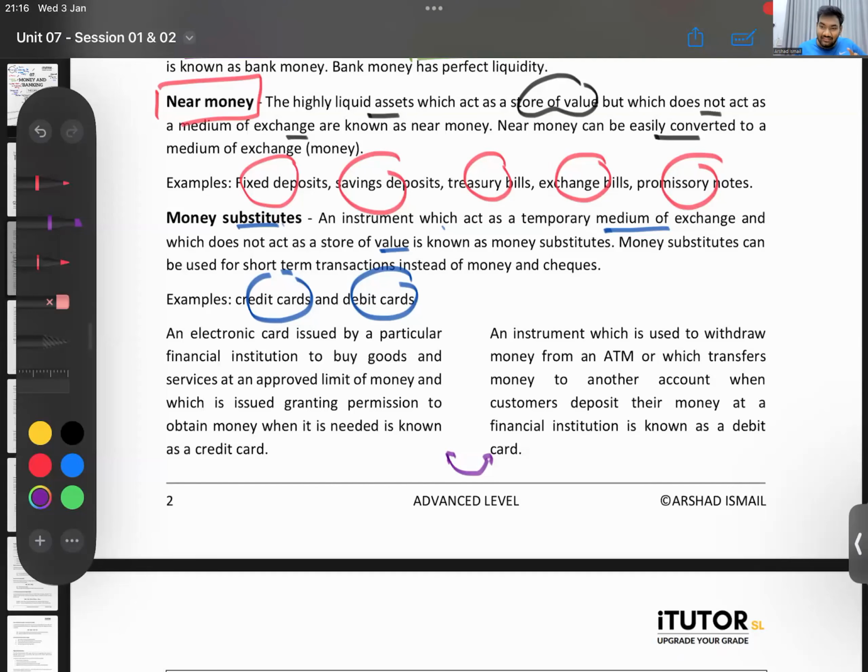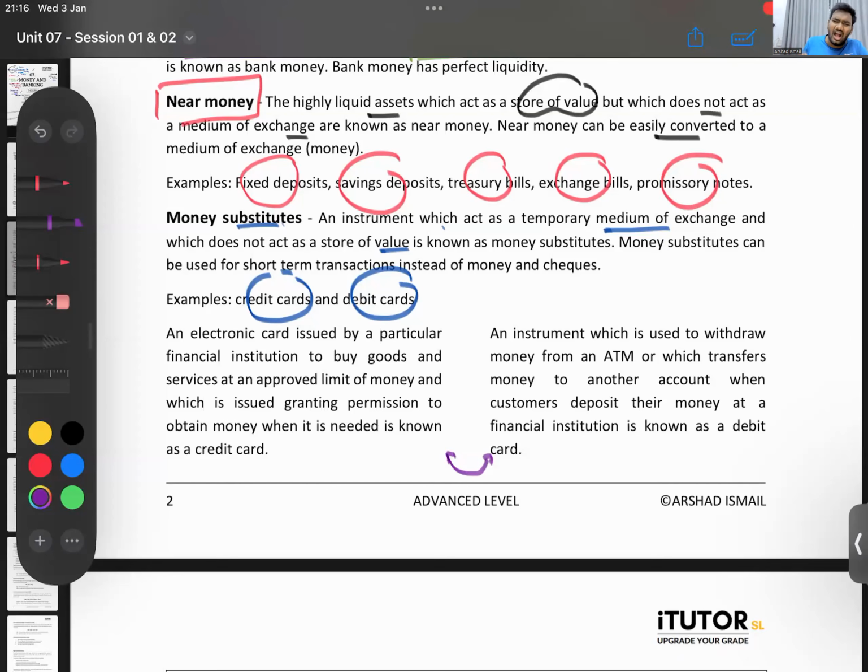Now, the bank will give you a limit. The bank will say, okay, look here, Arshad, your credit card limit is 50,000. So for a month, I can keep on swiping my card up to 50,000. At the end of the month, I have to pay whatever I spend. That's like a short-term loan.